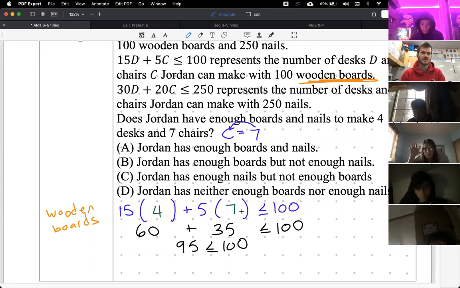I see one person has an idea. I see Alden's hand. Does anyone else have an idea? What does this mean? 95 is less than or equal to 100? Two people have their hand raised. Yeah, Diego, talk to us.